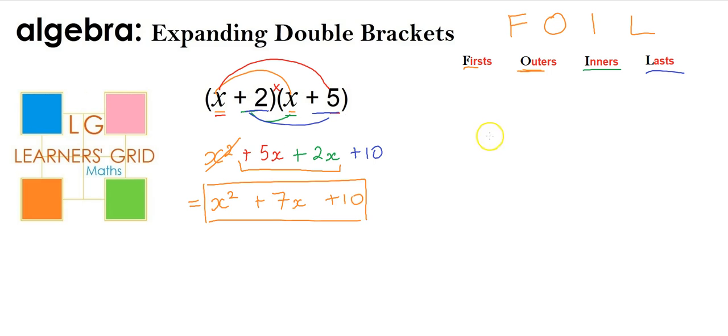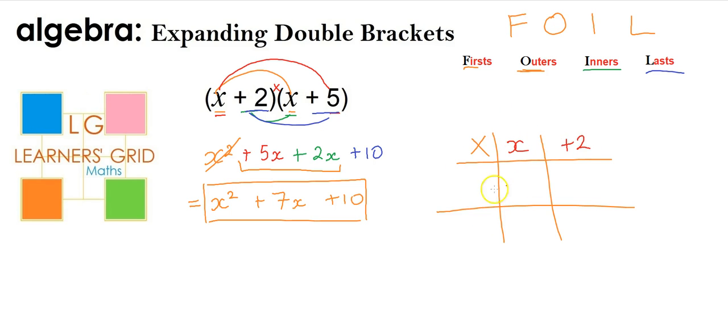There is another way to do these, and you can use this grid method if you like. So it's a multiplication grid. And what you do for that is x plus 2. So you take each term separately and put them in their own little box or their own column in this case. So it's going to be x and positive 2.